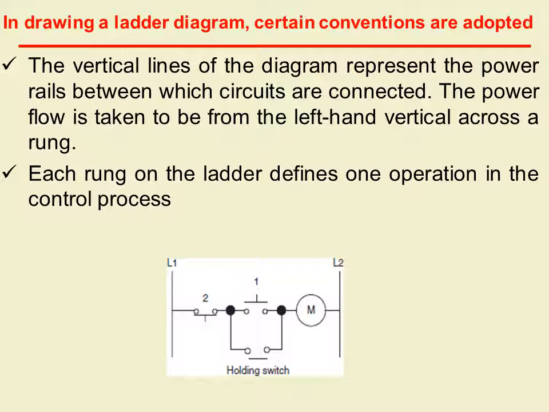Here you can see switch number 2 is serially connected, then switch number 1, and parallel to switch number 1 there is a holding switch. So these three are the input devices. The three switches are the input devices, while M, that is the motor, is the output device. So that is connected in one rung.